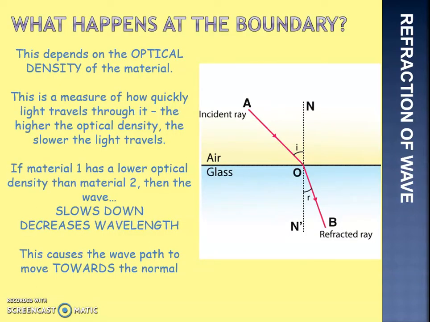What happens at the boundary then depends on the optical density of the material. Optical density is a measure of how quickly light travels through it. The higher the optical density is, the slower the light will travel.